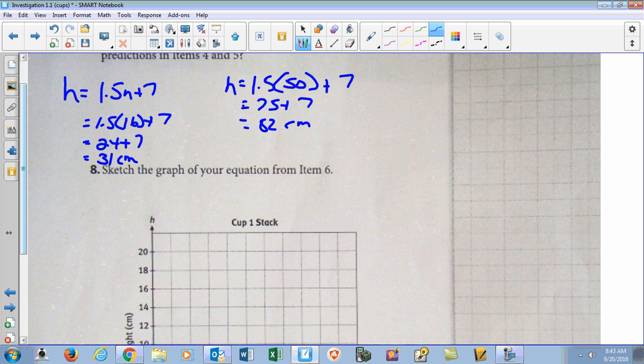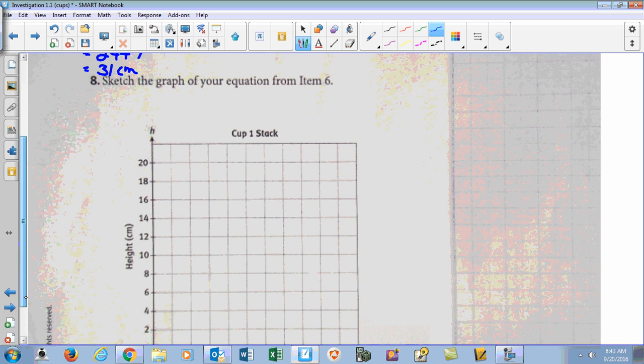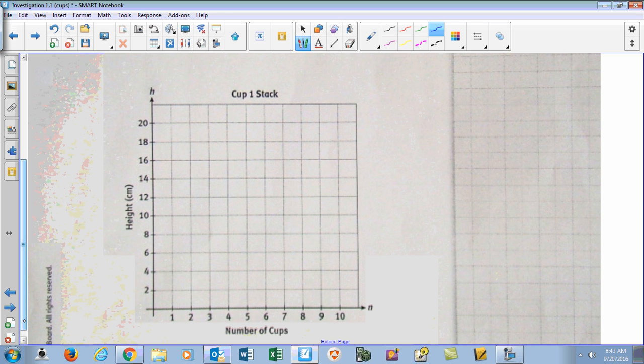And now graph the new line, right? My new line's a little different now because my equation is this. So this 7 in y equals mx plus b form also serves as your y-intercept, right? Which technically doesn't make sense to the situation, but the graph starts there. What? How can 0 cups be 7 centimeters tall? That's kind of weird, right?